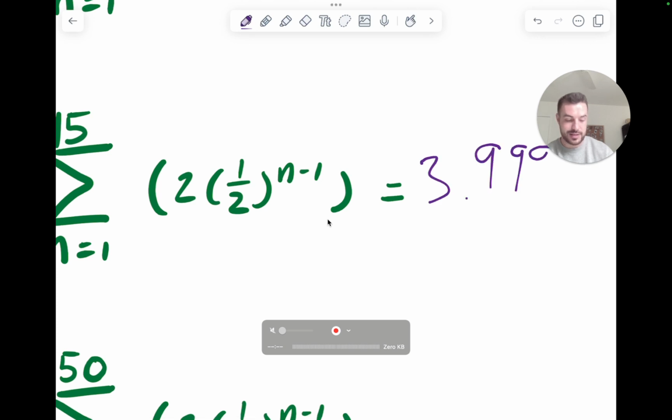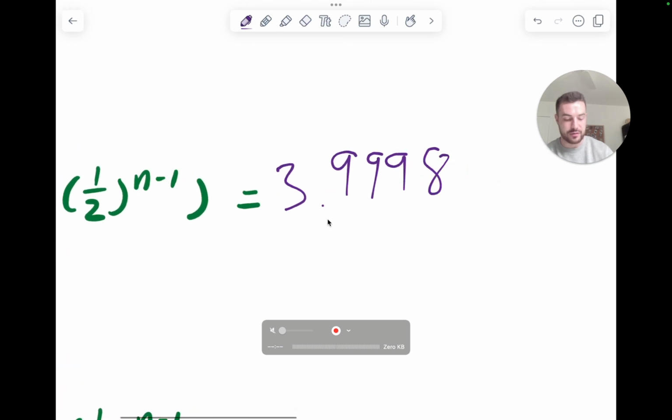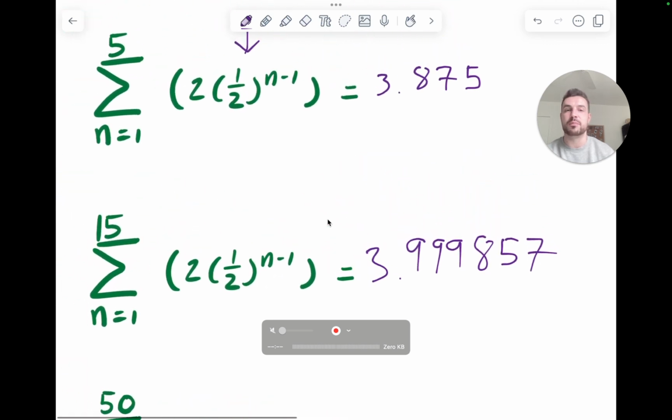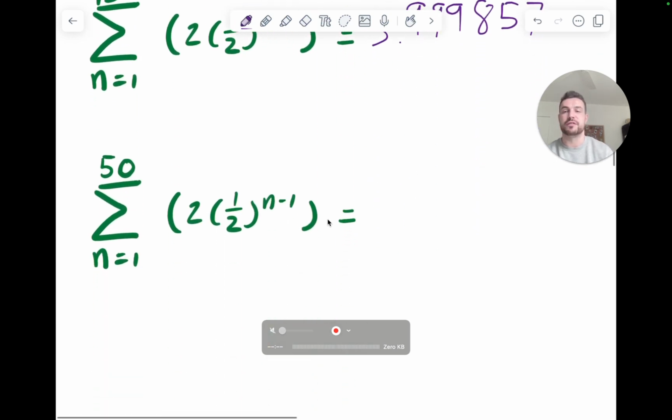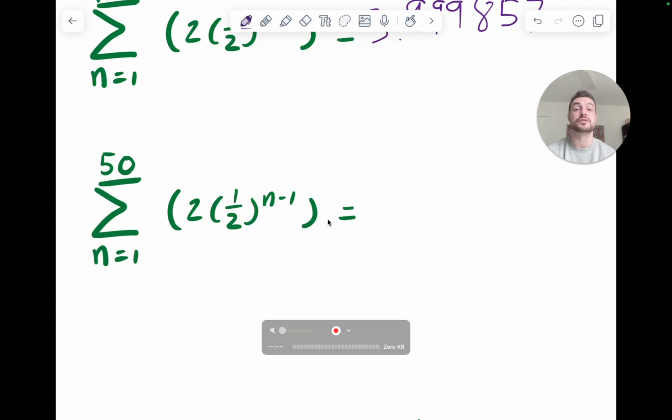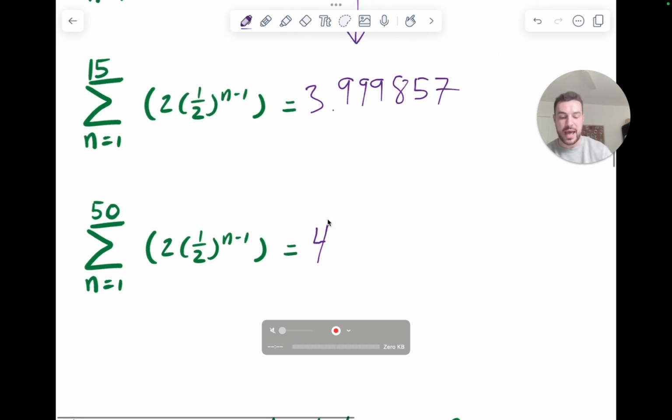3.99, technically 9875, and I'm rounding a little bit there. So we're adding 10 more terms, and you can see the value of the series does not really go up that much. If we were to attempt to find the sum of the first 50 terms, that is just going to give us 4. Again, we are adding 35 more terms, but the series is only growing by a very, very small amount.